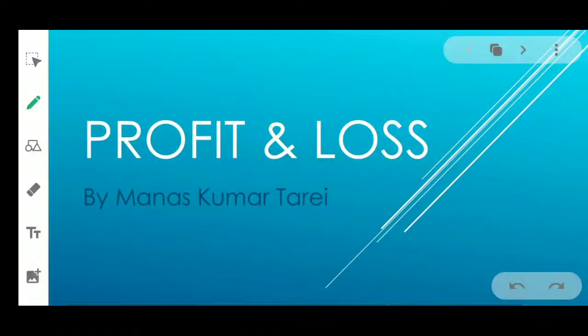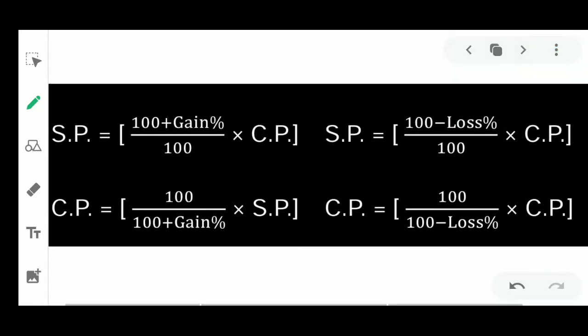Good morning, students. In previous class, we have discussed how to find profit percent and loss percent. In today's class, we discuss how to find selling price when cost price and gain or loss percent are given, and we also learn how to find cost price when selling price and gain or loss percent are given. For that, you have to remember some formula.